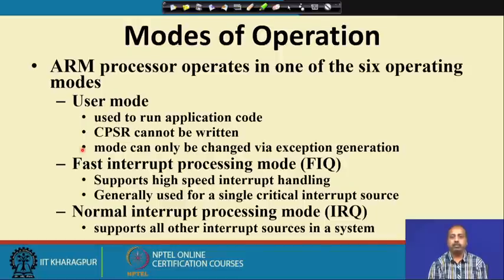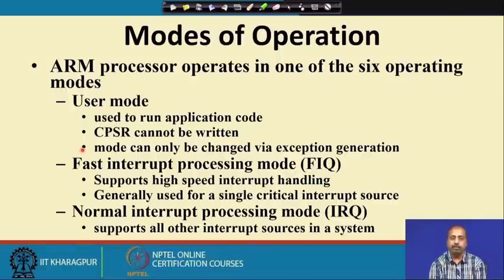Now, for the regular operation they have some priority, but if a smoke detector detects a fire situation or smoke is detected, that is an emergency condition. So, the action has to take place immediately. So, that can be sent as a fast interrupt to the system, so that the response is much faster. Generally a single critical interrupt source is connected to the FIQ pin. So, there is a dedicated FIQ pin in the processor and it is connected to that.